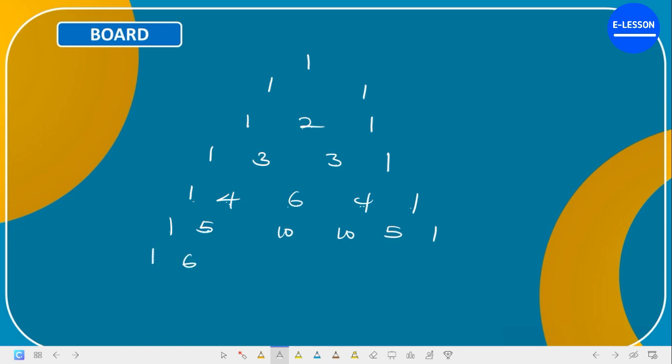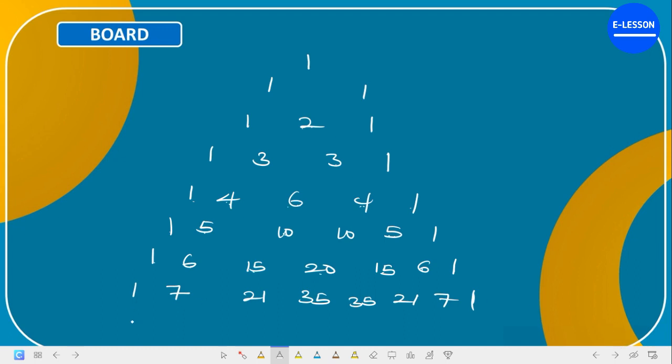Then we have 1. 1 plus 5 is 6. 5 plus 10 is 15. 10 plus 10 is 20. 10 plus 5 is what? 15. And this plus this is 6. And then finally end with 1. And that of 7 will be 1. 1 plus 6 is 7. Then we have 6 plus 15 is 21. 15 plus 20 is 35. 20 plus 15 is another 35. Then we have 15 plus 6 is 21. 6 plus 1 is 7. And this is what? 1. So this is how to generate the Pascal triangle.